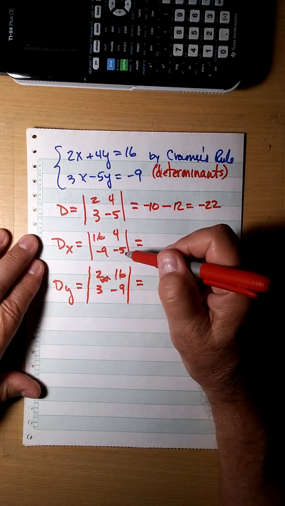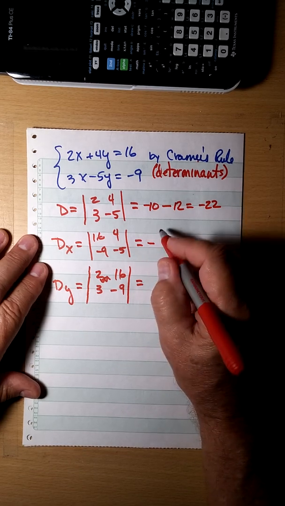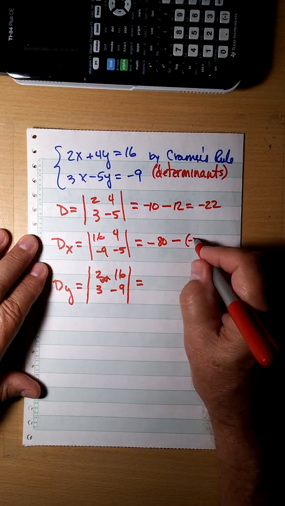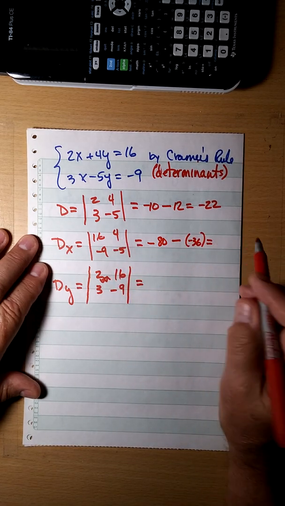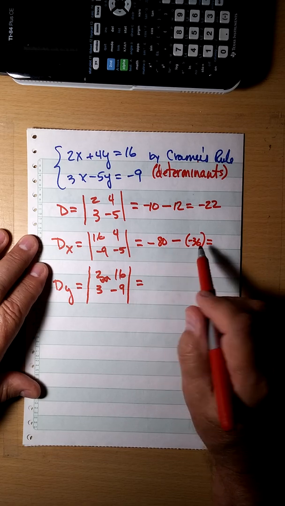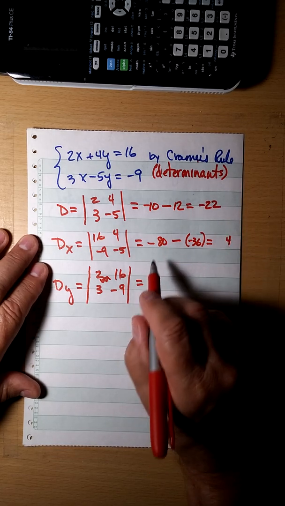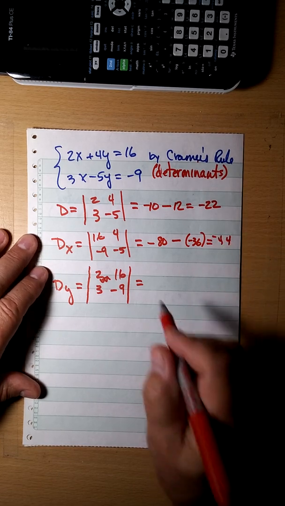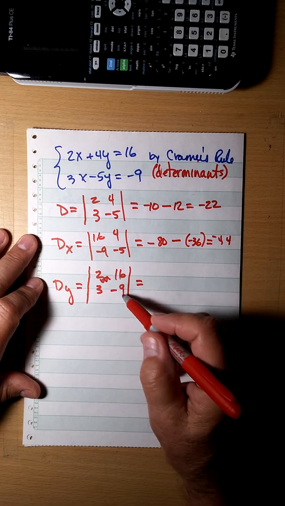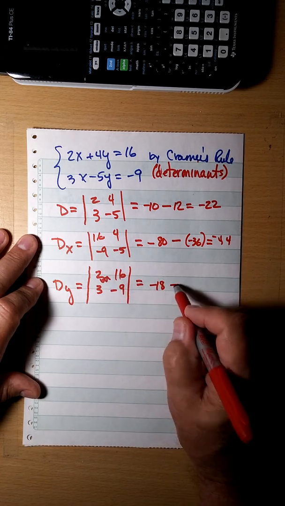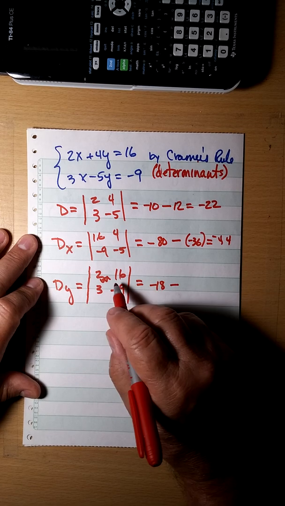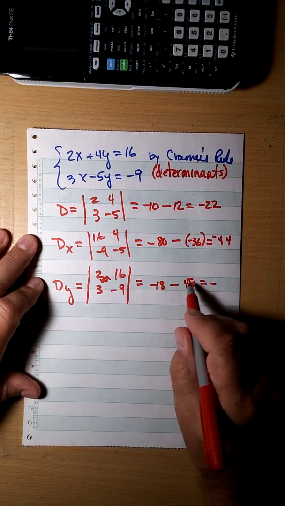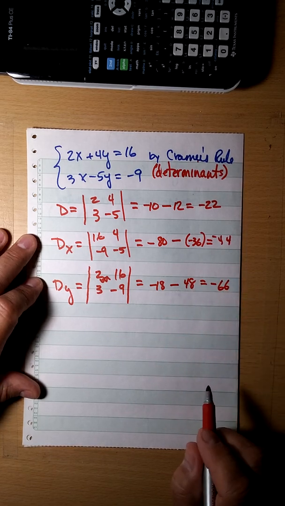Here's 16 times a negative 5, so it's a negative 80 minus, well, a negative 9 and 4 is a negative 36. That may look familiar too. Remember, 10 minus 6 is 4. 7 minus 3 is 4, and it's a negative 44. And then this main diagonal is negative 18 minus 3 times 16, which is 30 and 18, or 48, which gives us a negative 66.